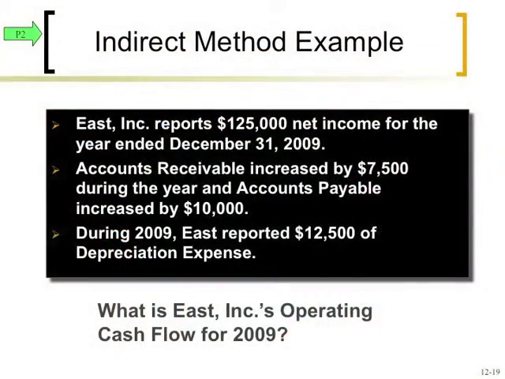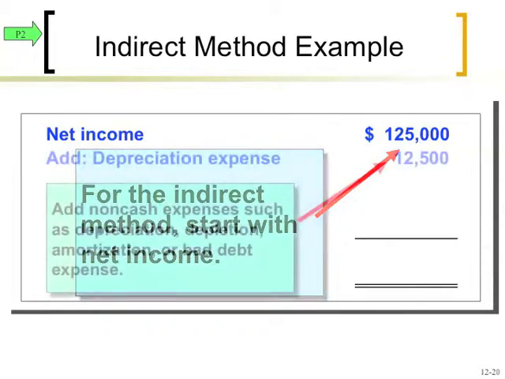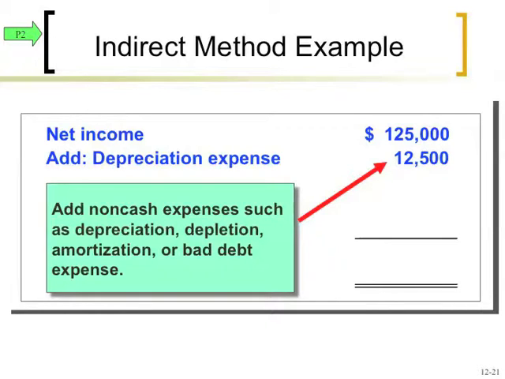So if we move to slides 19 through 24, here there's an example in the book. We're just going to move through those pretty quickly in the PowerPoints accompanying the book. We have a company that reports $125,000 net income. Accounts receivable were up, accounts payable were up, and the company reports depreciation expense. We want to know what its operating cash flow is, so we'll quickly scroll through these. Slide 20, you'll notice we start with the net income. Then in slide 21, we add back our depreciation because it's a non-cash item.